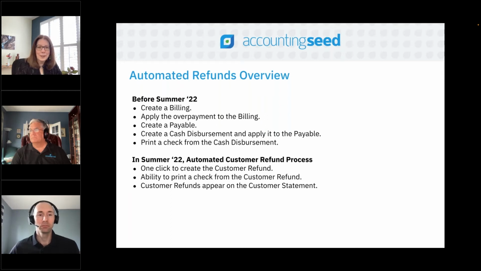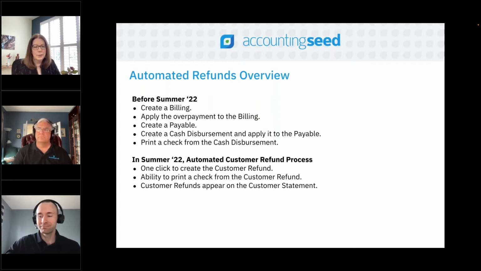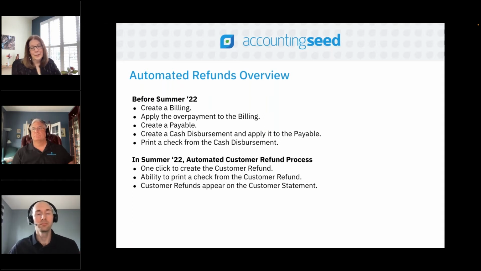Before the Summer '22 release, if you needed to issue a customer refund, you had to create a billing. You had to apply the overpayment or duplicate payment to that billing. You had to create a payable. You had to create a cash disbursement. You had to apply the cash disbursement to the payable. And then if you needed to print a check, you'd print the check from the cash disbursement. So many steps involved in that process. And that customer refund never showed up in the customer statement because it was on the AP side of things.